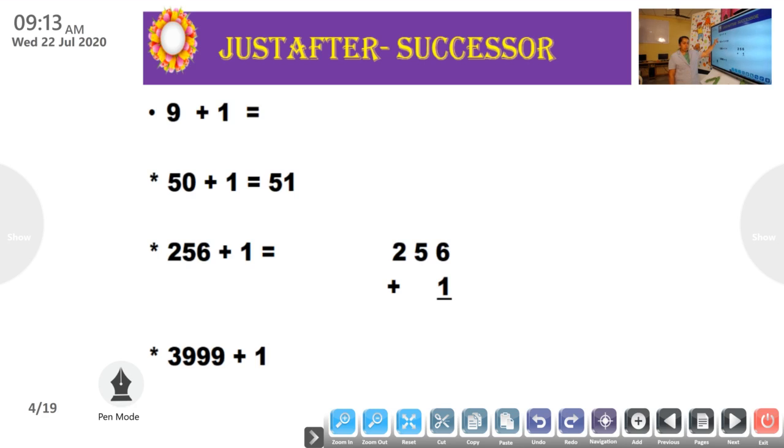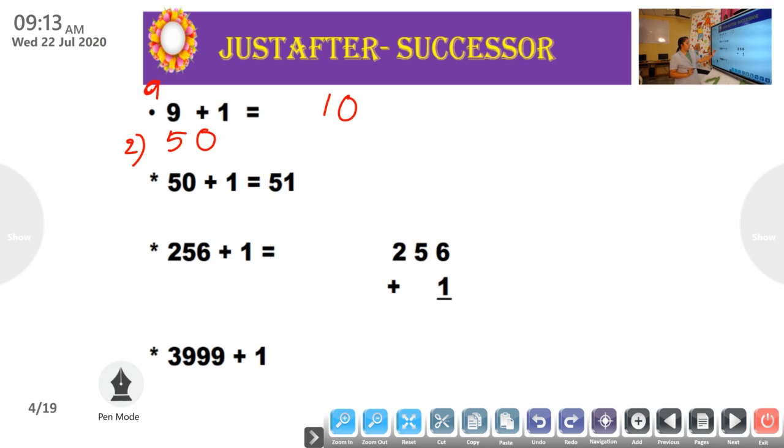Here 9 is our question. So how do you get the successor? You have to add 1 to the 9. Is it clear? So 9 plus 1, easy, isn't it? 9 plus 1, 10. Then 50 plus 1. 50 is the second question. You have to write the successor of 50. How do you write successor? 50 plus 1, 51. Is it clear?